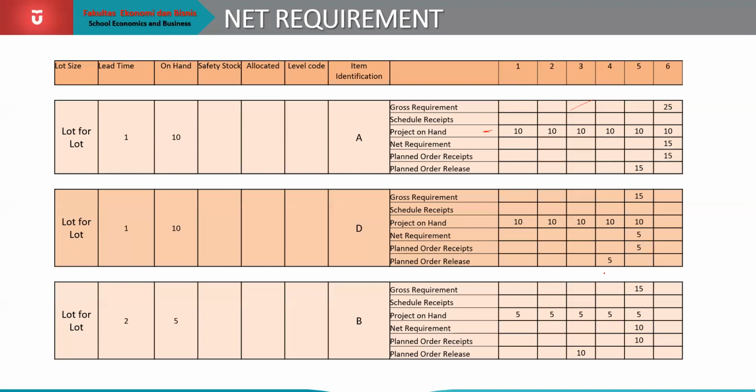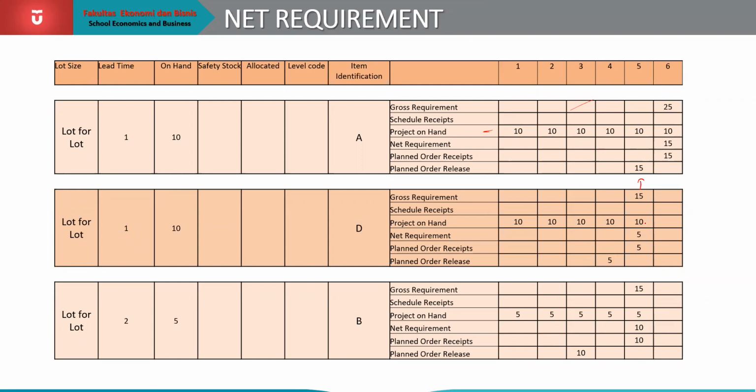This is the same technique that you use to calculate component D. Like I said before, D is used to make component A. It means that when component A starts to produce, component D must be finished. So here, you know from the passage that we have projected on hand 10 units. It means that the net requirement becomes 5, which is 15 minus 10 becomes 5, and then the planned order receipt will also be 5 in week 5, and planned order release is also 5 in week 4.